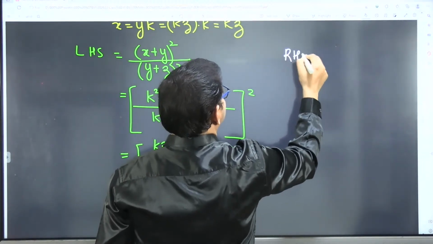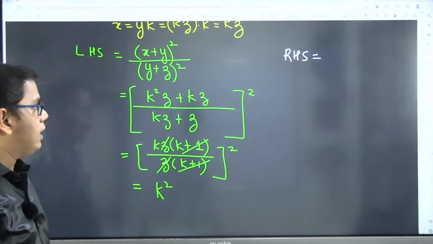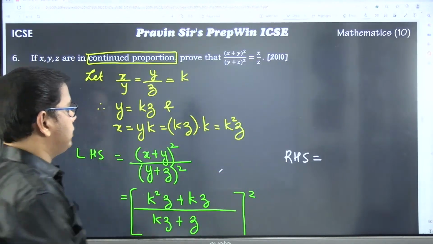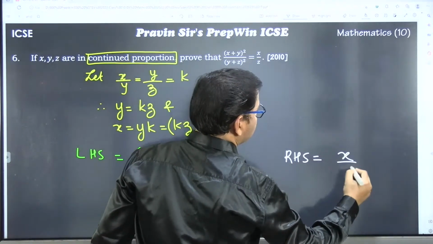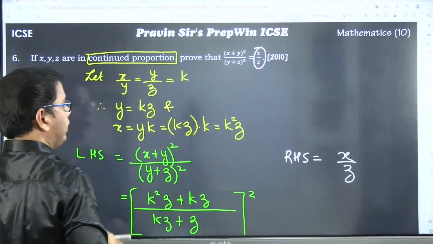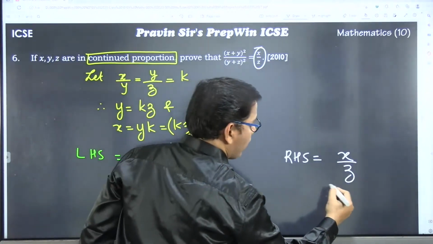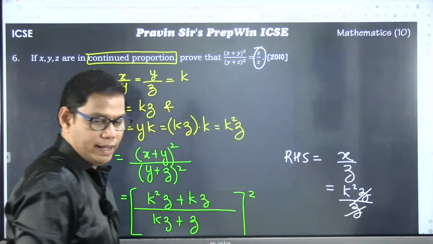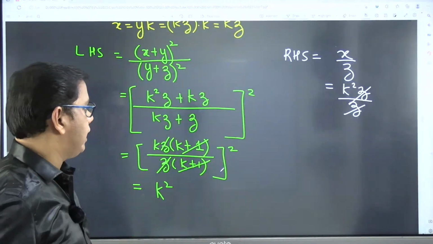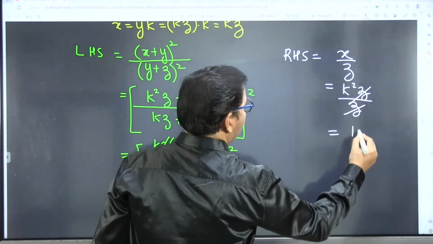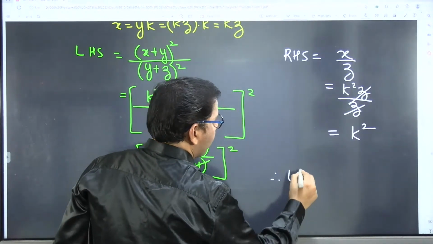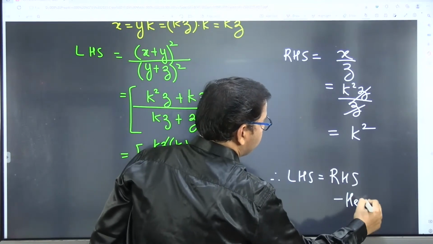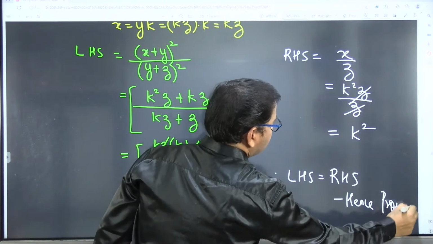And what did we get in LHS? k square. I try to bring k square in RHS also. So RHS is x by z. You can see here x by z. What is x? k square z, and in the denominator z cancels. Right hand side is very easy, generally it is always very easy. So I am left with k square. Therefore I can say LHS is equal to RHS. Hence proved. Give your autograph in the form of hence proved.